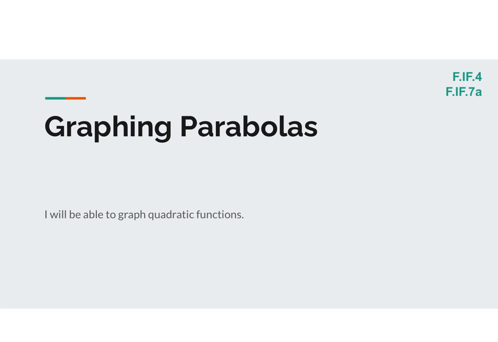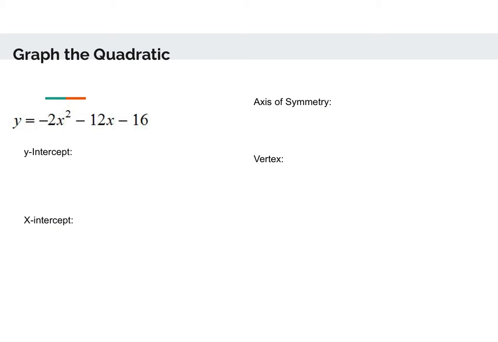Graphing parabolas. After watching this video, I will be able to graph quadratic functions. In our previous lesson, we were given a graph of a quadratic function, or a parabola, and we were able to visually identify key information such as the x and y intercept, the axis of symmetry, and the vertex. Now we're going to be given an equation, and we are going to solve for the x and y intercepts, the axis of symmetry, and the vertex.